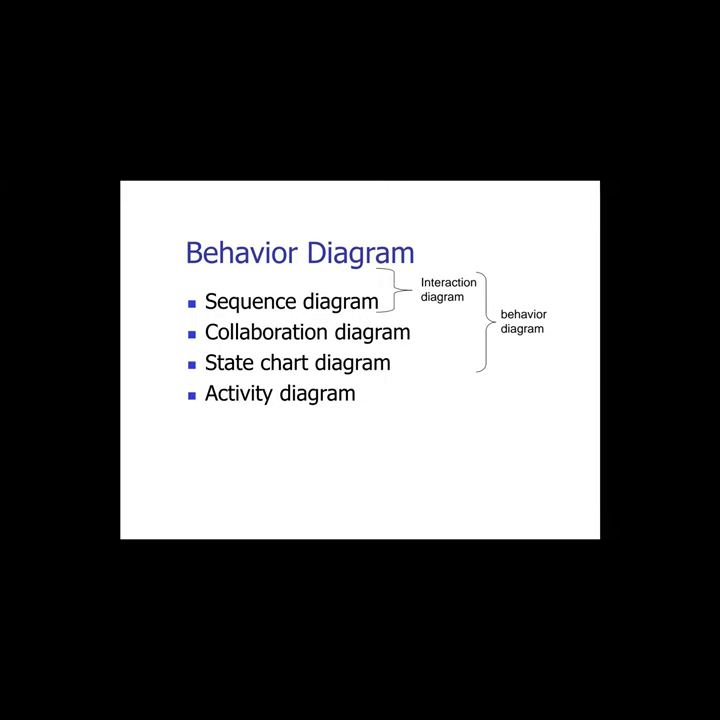So the sequence diagram will come under the interaction diagram, and the sequence diagram, collaboration diagram, and state chart diagram will come under the behavior diagram. Behavior means functional behavior: while performing a function, how it is done can be represented using a behavior diagram. Interaction diagram means how one function is interacting with other functions, how a credit process is retrieving the data from the tables, or how the front end is interacting with the back end. So the interaction among the internal processes is represented using an interaction diagram.